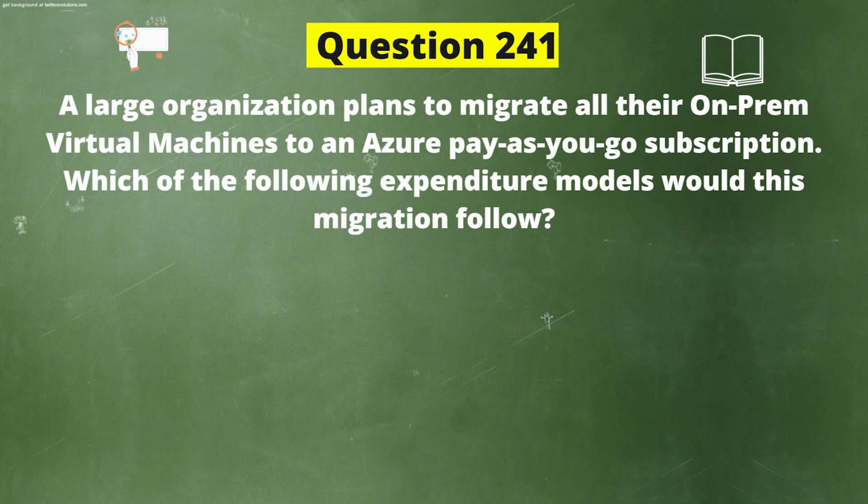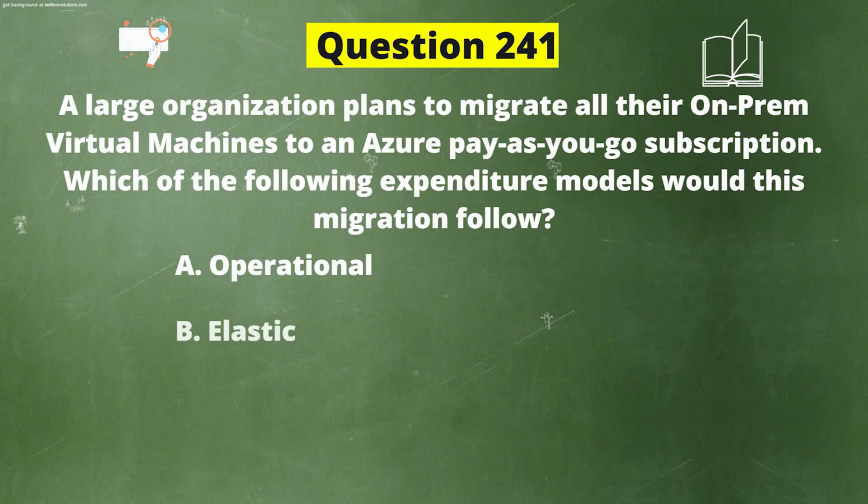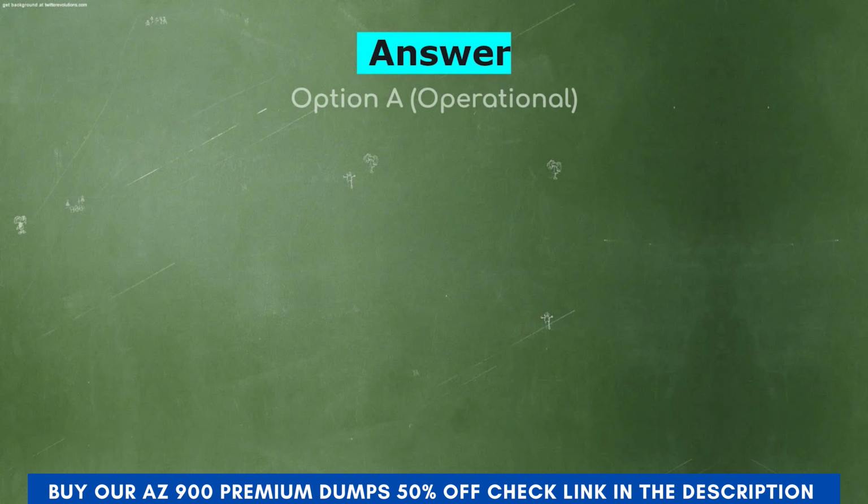Next question. A large organization plans to migrate all their on-prem virtual machines to an Azure pay-as-you-go subscription. Which of the following expenditure models would this migration follow? And the options are A. Operational, B. Elastic, C. Capital, D. Scalable. And the correct answer is option A.